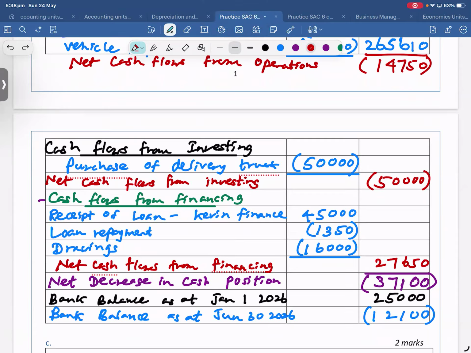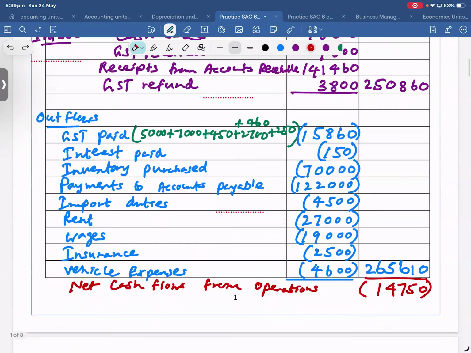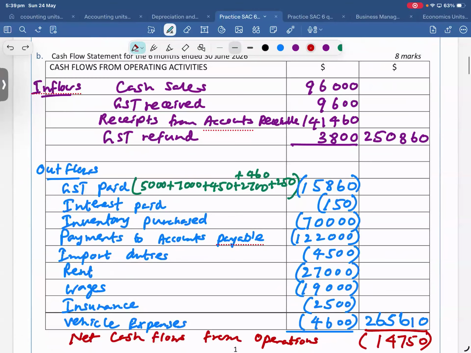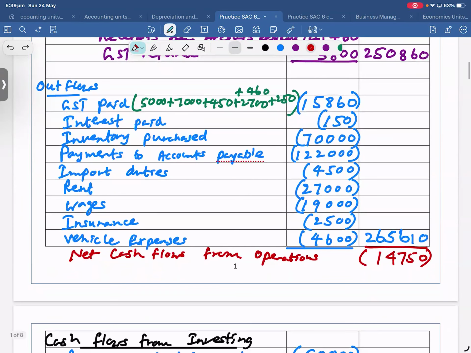Did you get that? Wait, do you have to write operating inflows and then outflows? No. Okay, guys, you don't have to do inflows and outflows like that. You don't have to have titles like that. Yeah, good.